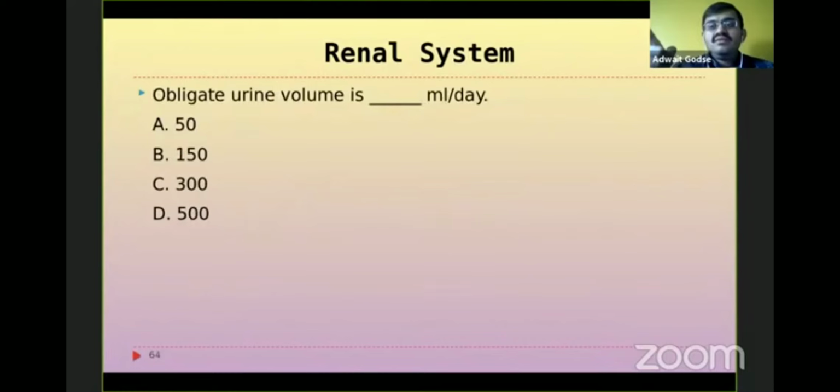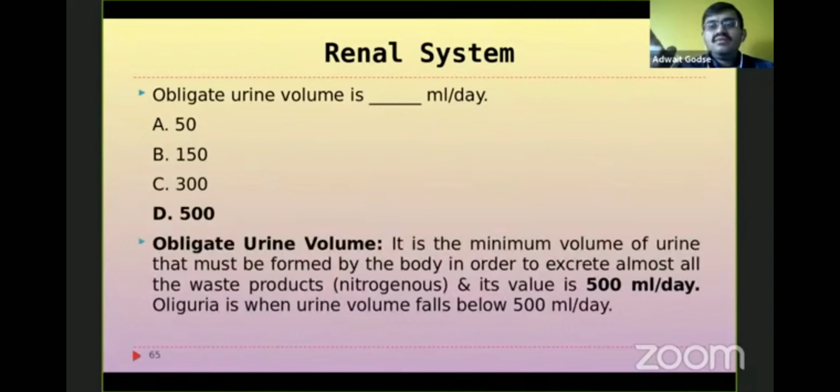Obligate urine volume, what is it? How much minimum urine should be produced by kidneys in order to excrete all the waste products? Answer is 500 milliliter per day. This is called obligate urine volume. This question has also featured in MUHS examination. Whenever urine volume is less than 500, we define it as oliguria.